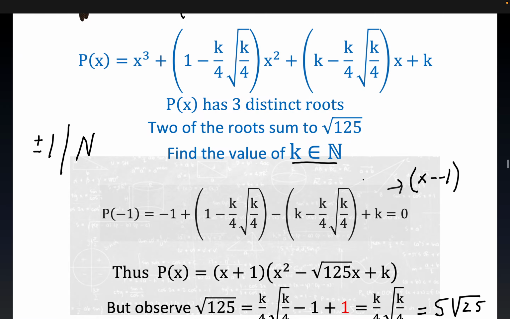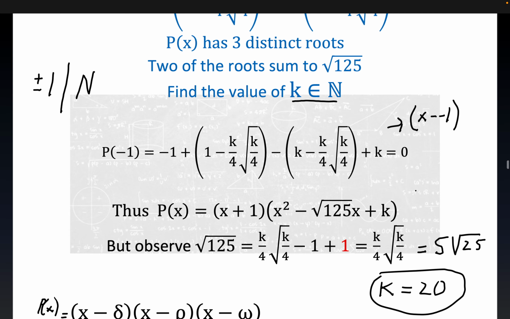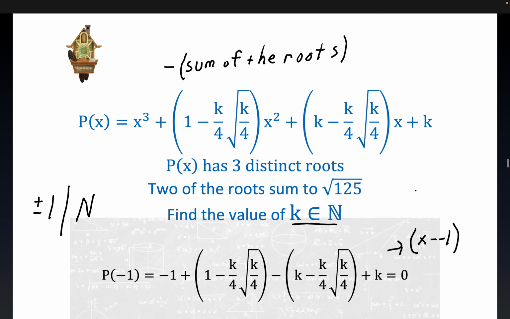Okay, but in any event, we caught a break with -1 being a 0, and so the final answer to this problem is 20. Find the value of k. That value is 20.